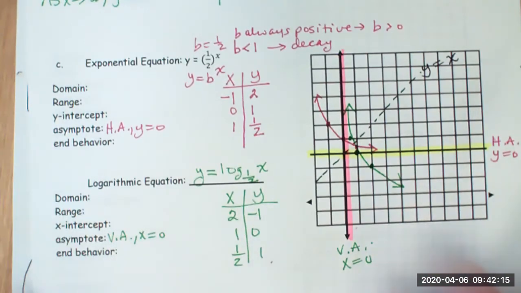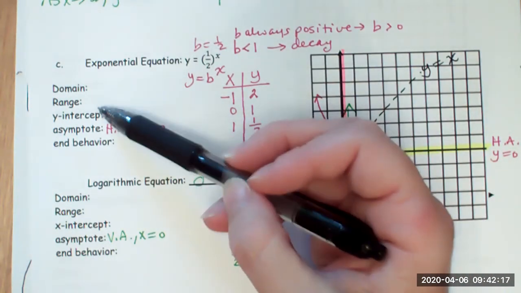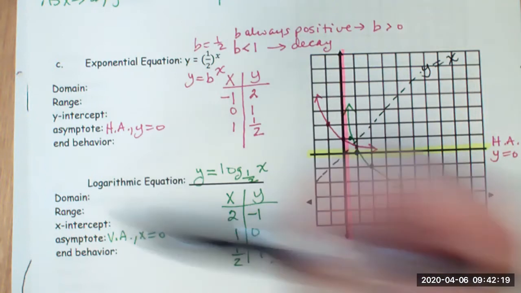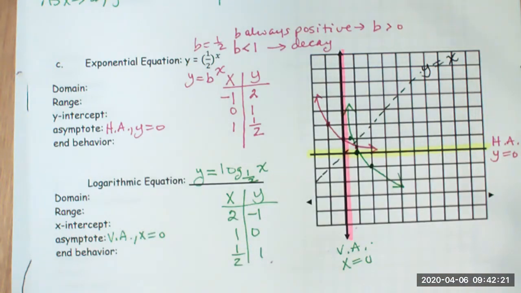Okay, so we'll just fill in these domain, range, y-intercept, and end behavior for both, and then we'll take a pause, and I'd like you to go back, review what you've done in this first section of the notes, and then we'll continue from there.